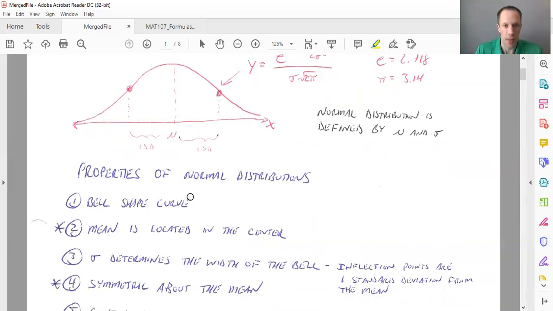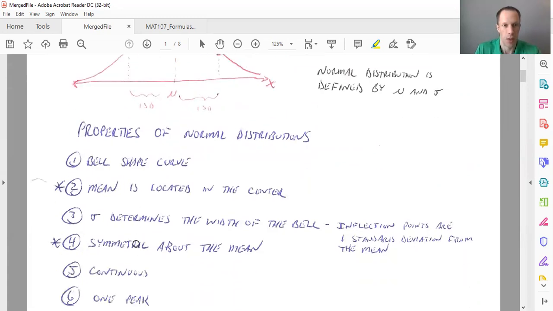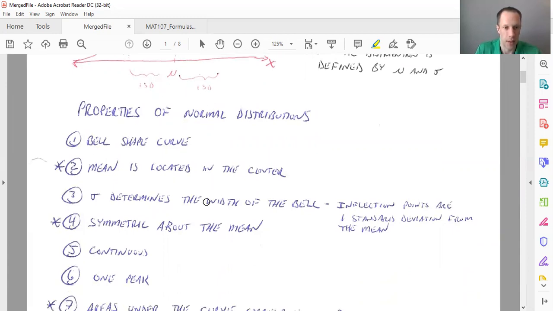The bell shape is symmetric around the mean, so if you were to fold this bell shape in half right along that dotted line that runs through the mean, the left and the right-hand sides would match up exactly. The bell curve is continuous. That means there's no breaks in it. It just has this one peak, which is at the mean.